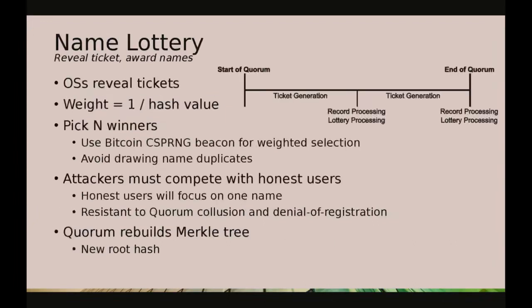After the commit, the onion service then reveals their ticket to the quorum, who examines all the tickets and performs a weighted selection. A lower value of the proof of work means a higher chance of selection, and a requested name is only selected once, so there's no duplicates. In this way, in this lottery system, attackers are forced to compete directly with honest users and are forced to either focus their efforts or spread it out across many names. In either case, honest users will always be able to win names because it's a probabilistic scheme.